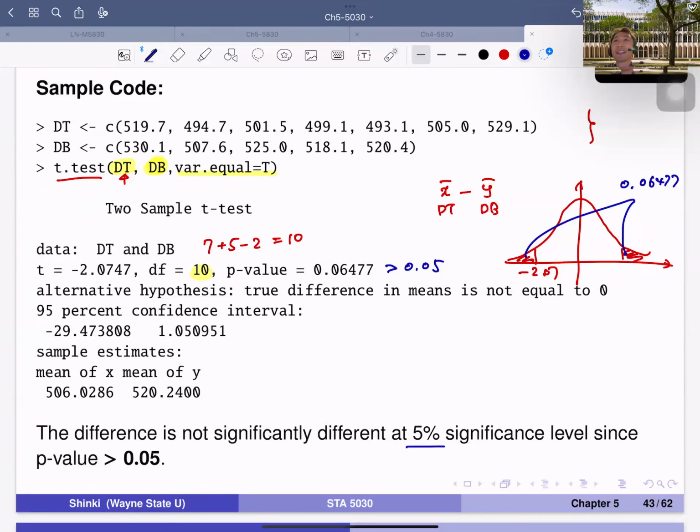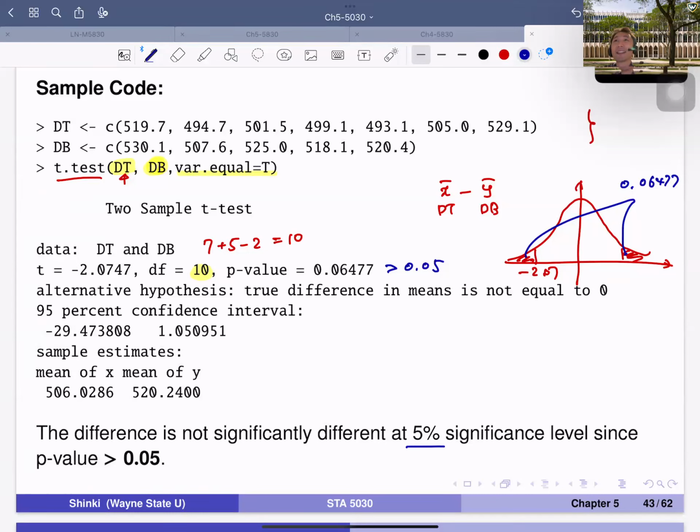Yeah, of course, we can calculate everything from scratch. We have formulas, so we can calculate the t-statistic, p-value, and df by ourselves. And the confidence interval is also given. The confidence interval is negative 29 to positive 1.05. So this is basically the estimate for mu x minus mu y. X is for Detroit, and this is Dearborn.